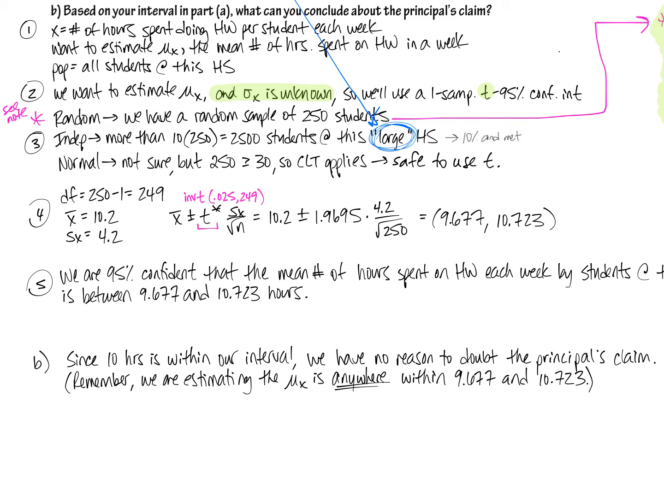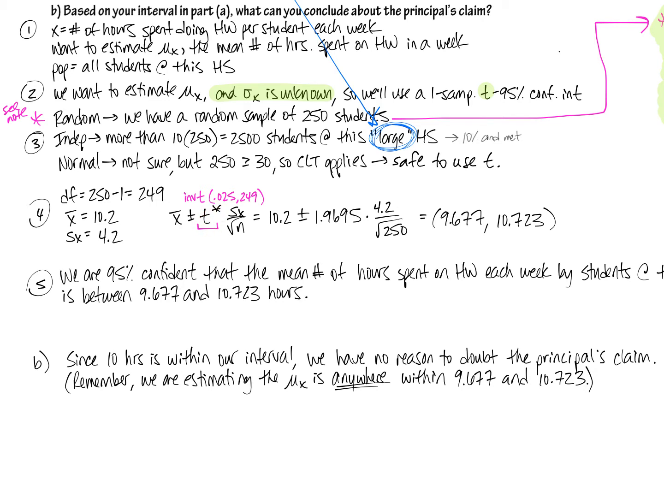Anyway, some statistics and things that we're going to write out to the side before we start plugging into our formula. Remember, the formula on the formula sheet is statistic plus or minus critical value times standard deviation of statistic. So our statistic here is our x bar. From the problem, it's the 10.2. That's the number of hours just from that sample, the average number of hours that students spent on homework last week.